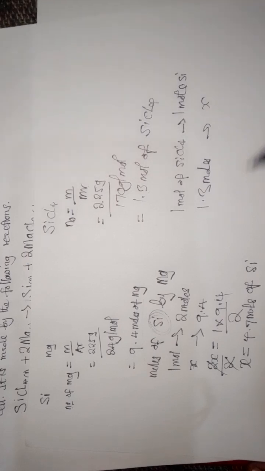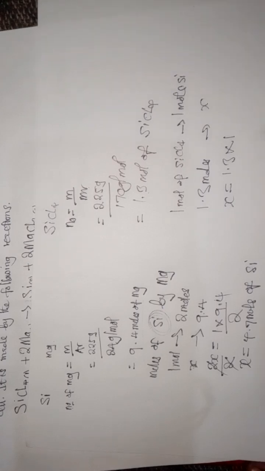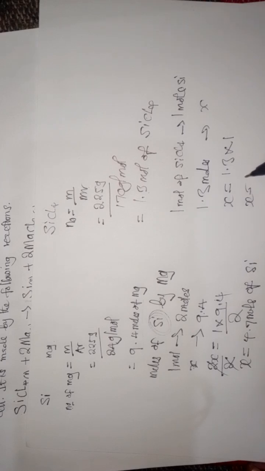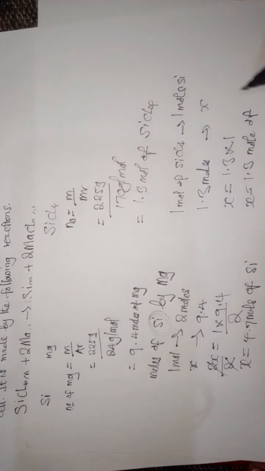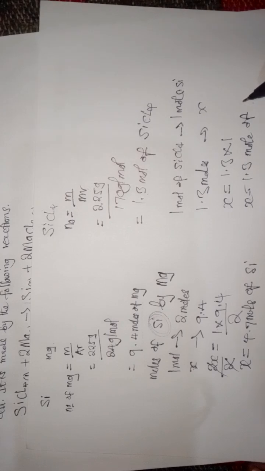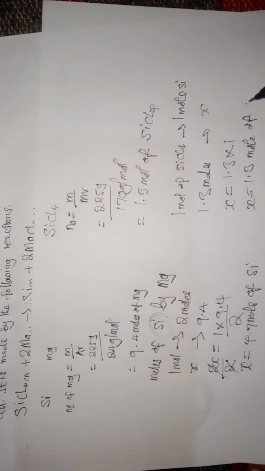We don't know x, so we cross multiply. We're going to say x is equal to 1.3 times 1. And the answer still will be x is equal to 1.3 moles of silicon. Is it silicon that we are finding? Yes, of silicon.